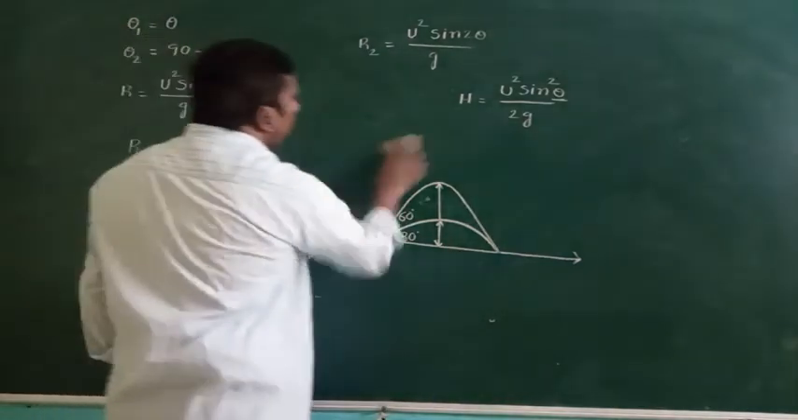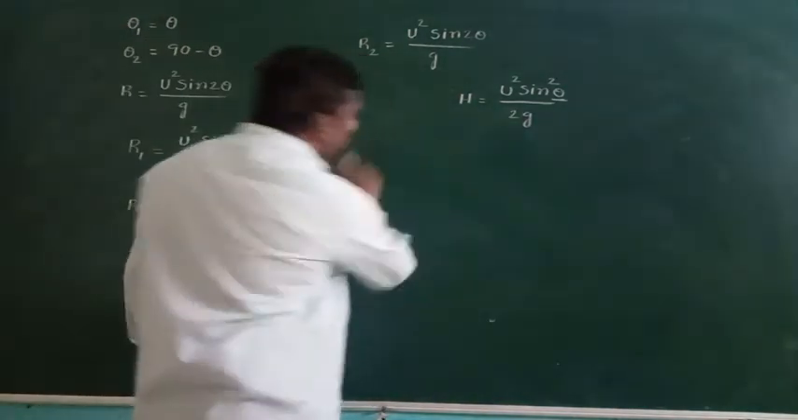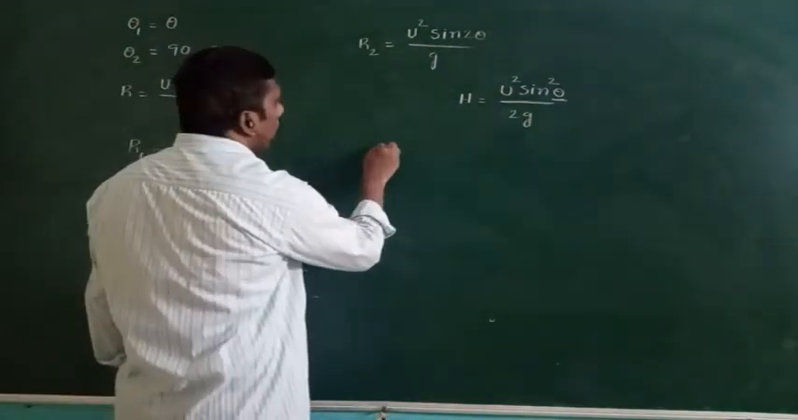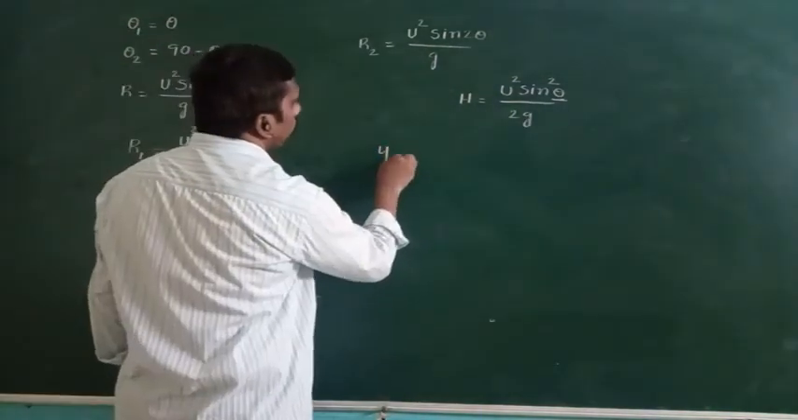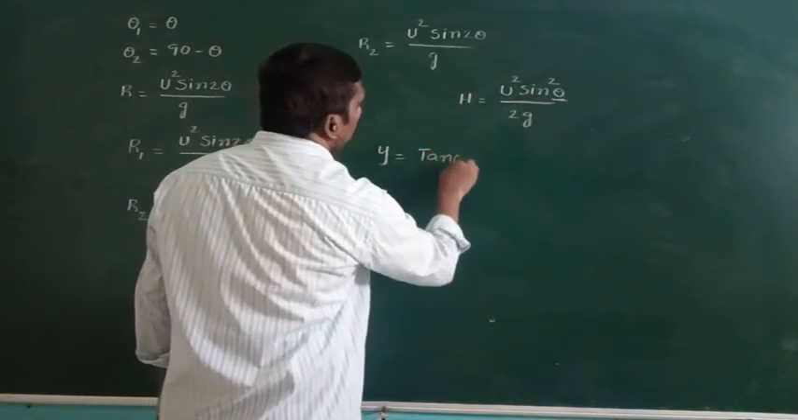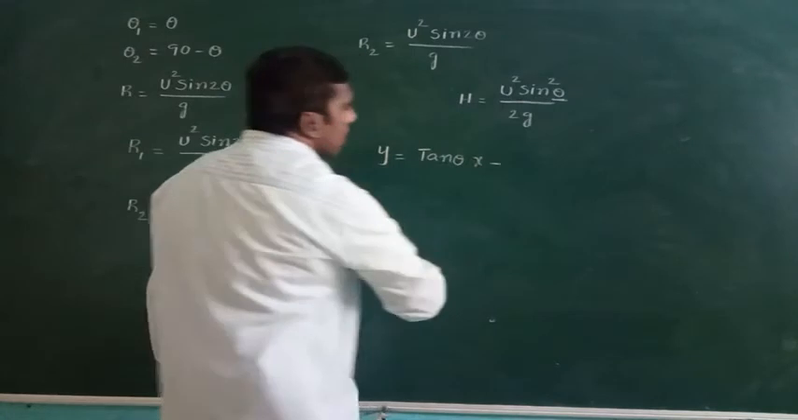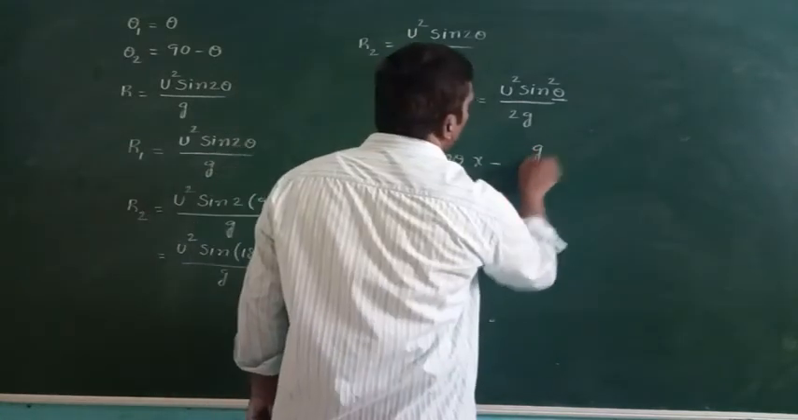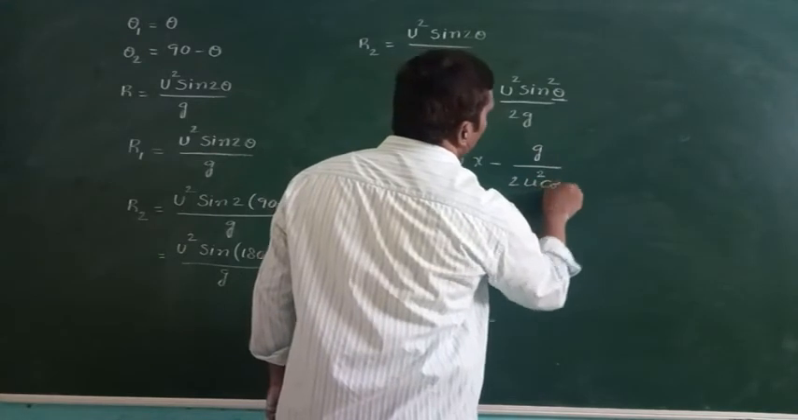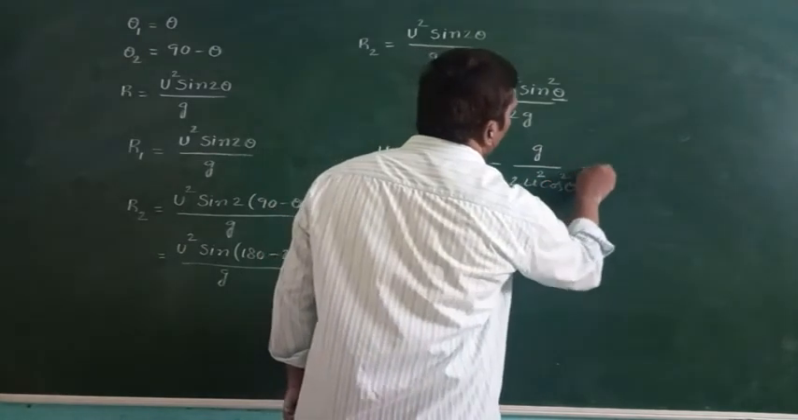From the trajectory equation, what is the trajectory equation? y is equal to tan theta into x minus g by (2u square cos square theta) into x square.